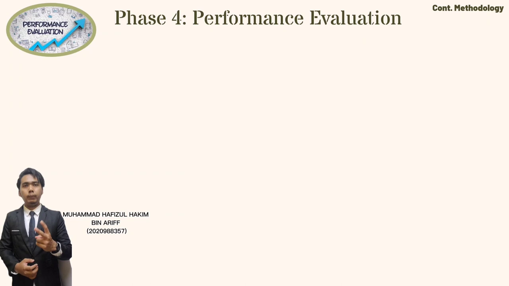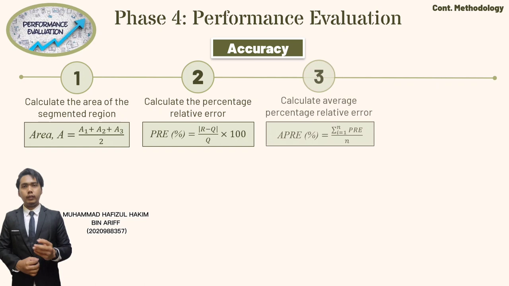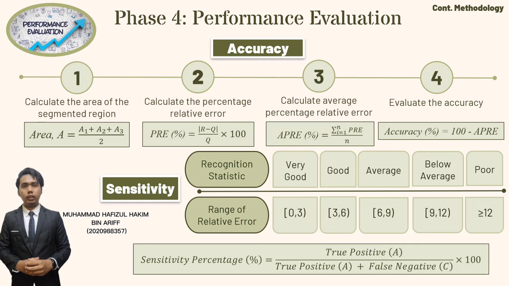For the accuracy, there are 4 steps involved. It was evaluated by setting the average percentage relative error against 100%. For sensitivity, a recognition statistic was used to categorize the average percentage relative error. Now, we go to the result and discussion.